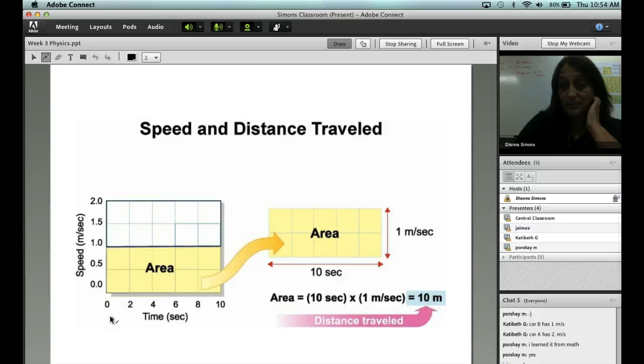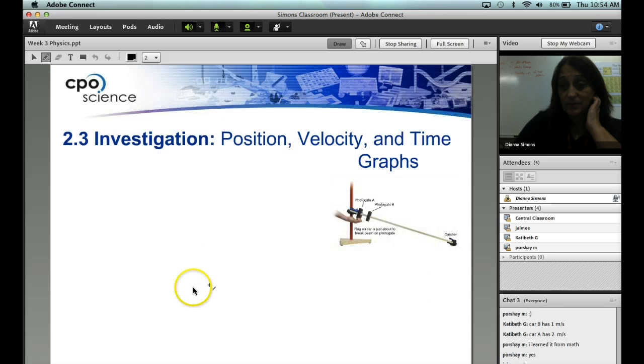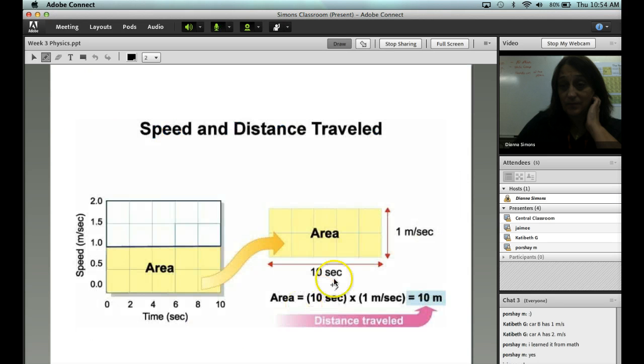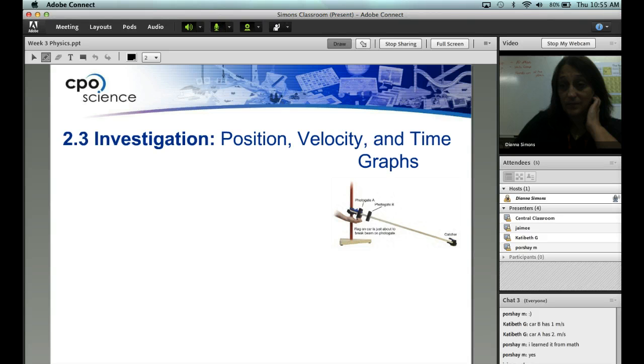All right, so your area under the curve is actually the distance that you've gone. So if you're moving at a constant speed, then the area is 10 seconds, that's the time, times 1 meter per second, that's how fast you're going. So you've traveled 10 meters. And again, if you look at this, seconds times meters per second, this is where your units are really handy. That's how you get your distance. Okay, so that's kind of important.